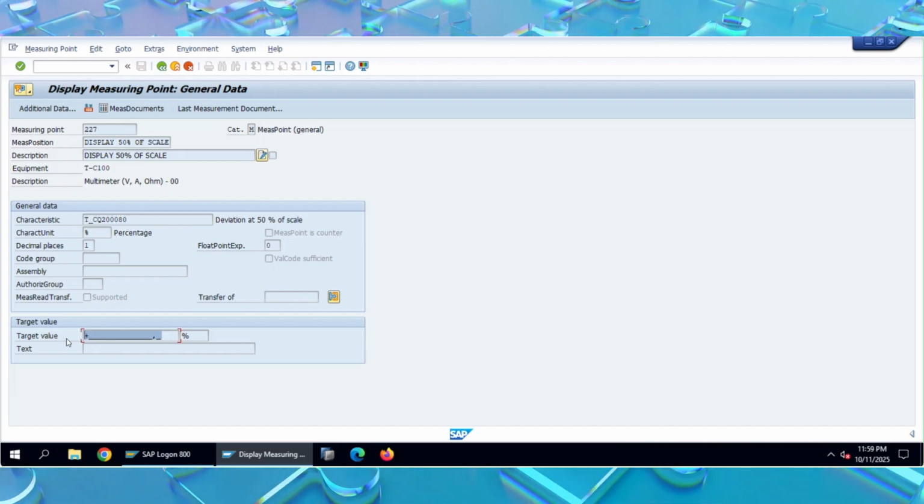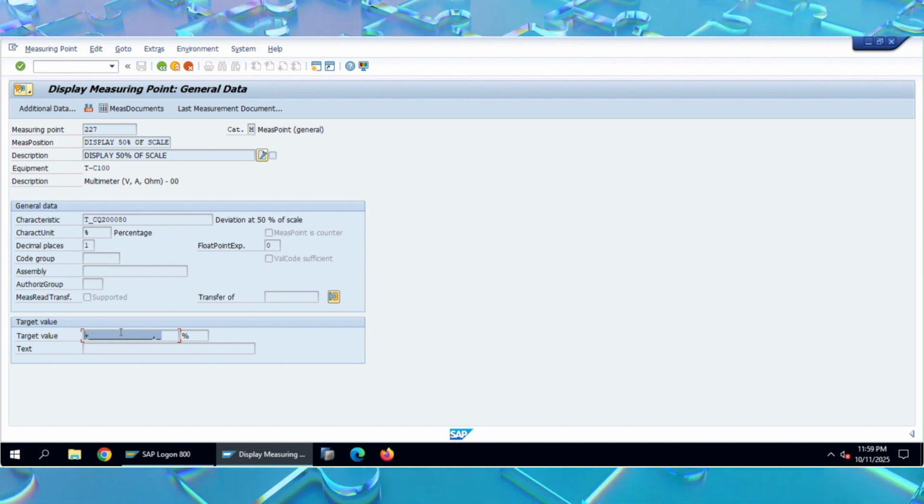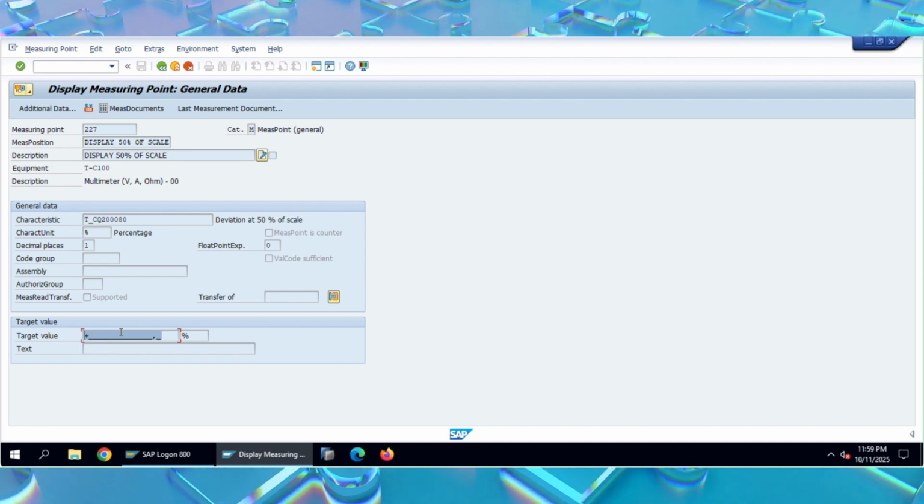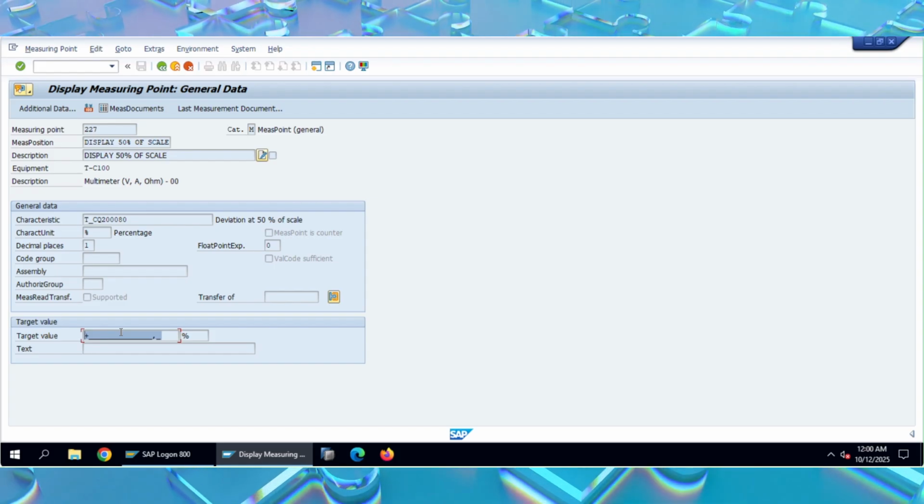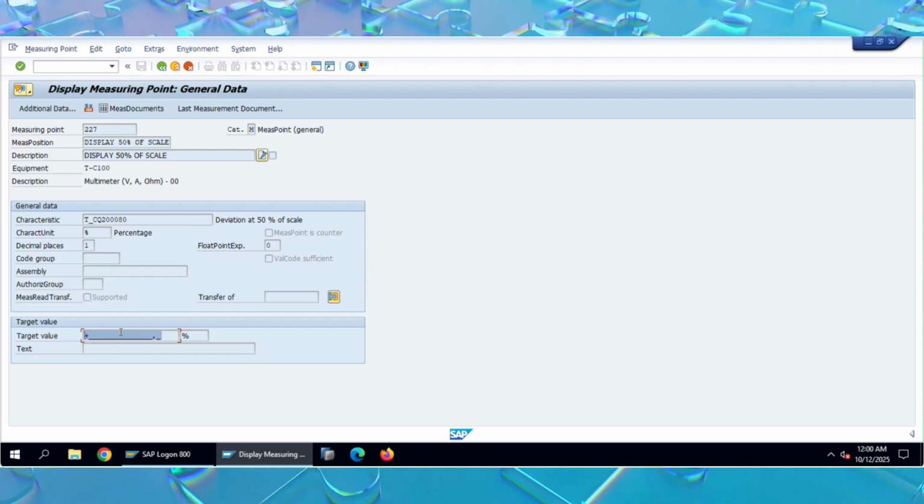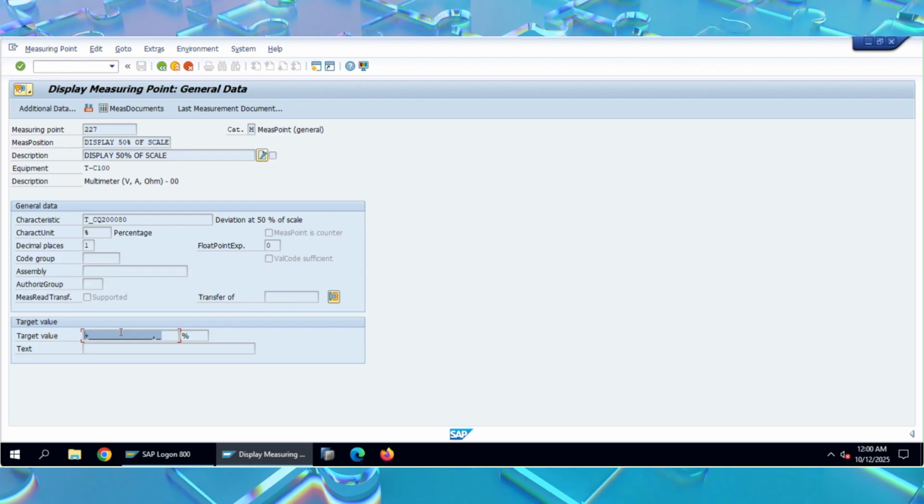So now if 50 degrees Celsius is my target value, then what should be the tolerance? It should not be always at 50 degrees Celsius, right? It can be like 48 or it can be like 52, 55 as well.